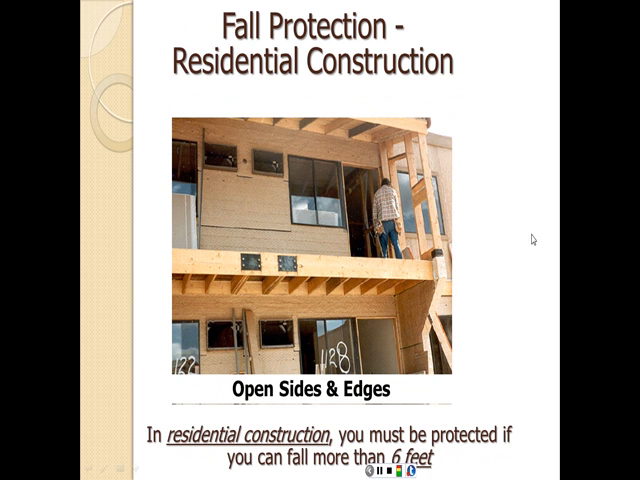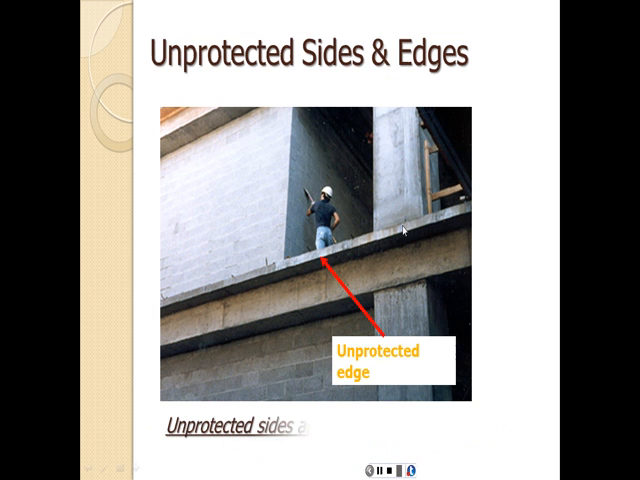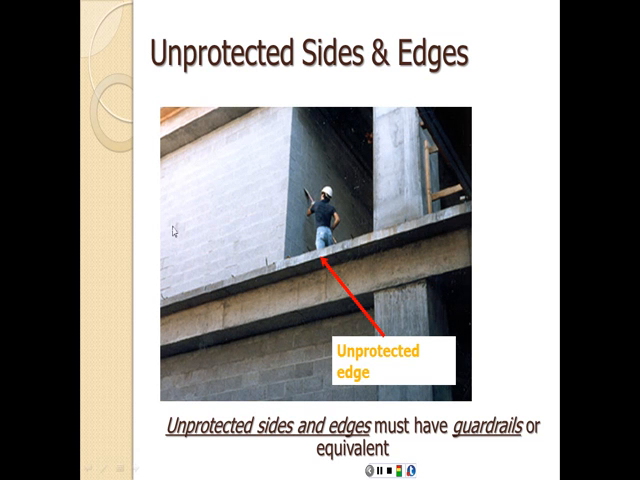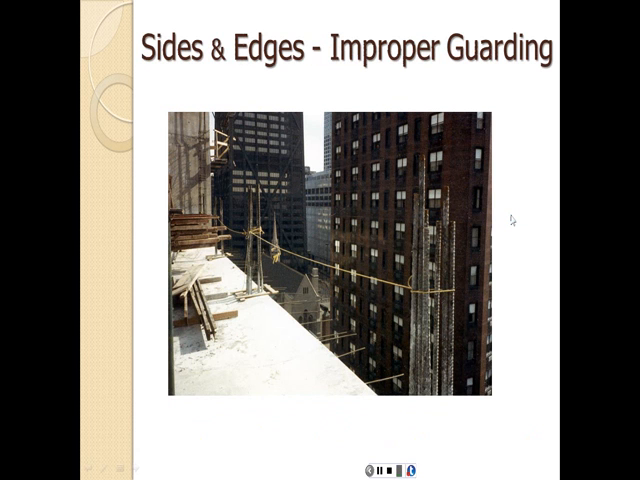We're going to need fall protection in residential construction. You must be protected if you can fall more than 6 feet. So obviously this is on the second level, or at least a second level, so there's a height of at least 6 feet here. We don't have a guardrail here, so that's a violation. On unprotected edges, again, if it's above 6 feet, unprotected sides and edges must have guardrails or equivalent. This one does not, so again, this is a violation.